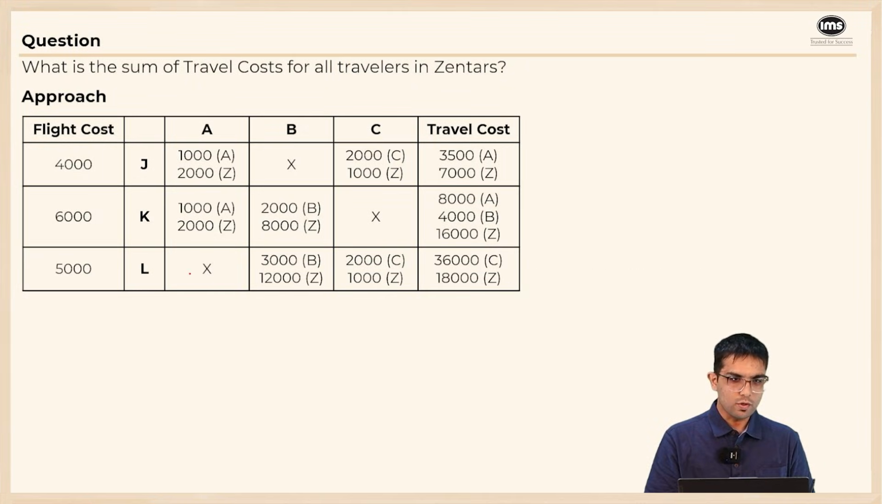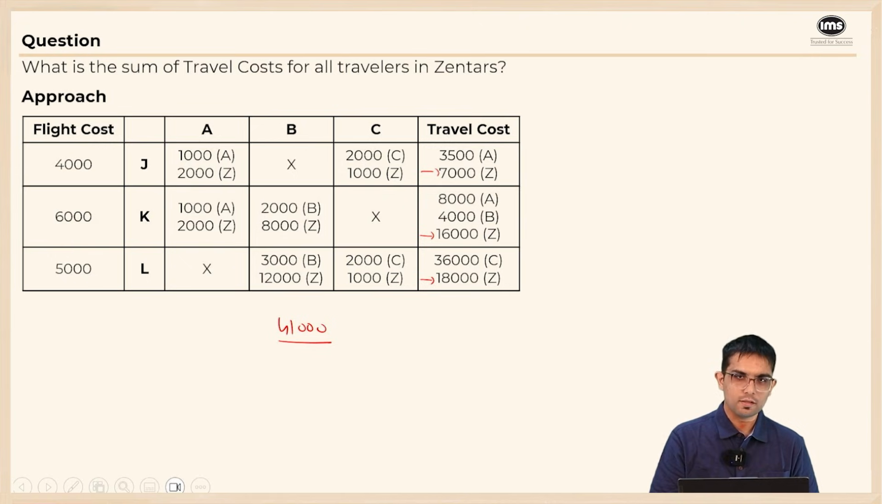So this question says, what is the sum total of travel cost of all travelers in Z? That is 7,000 plus 18,000 plus 16,000 plus 18,000. So 18 plus 16, that is 34 plus 7, 41,000 is the correct answer. So that's what the answer is.